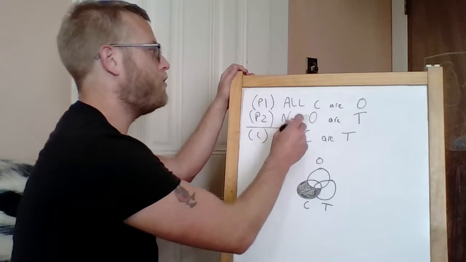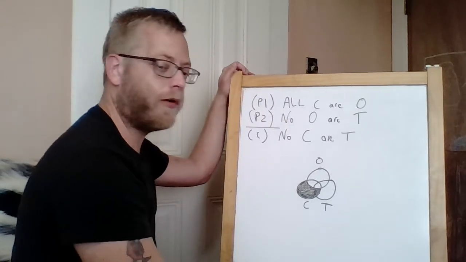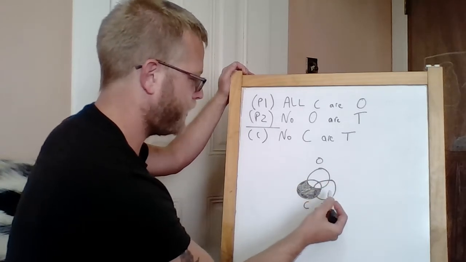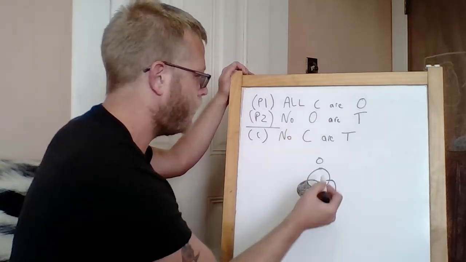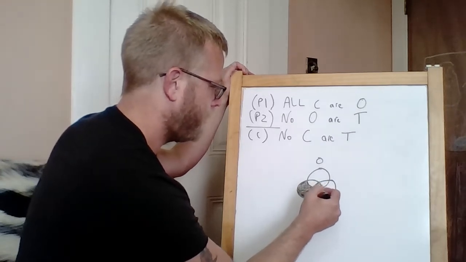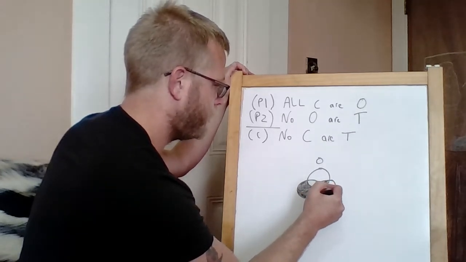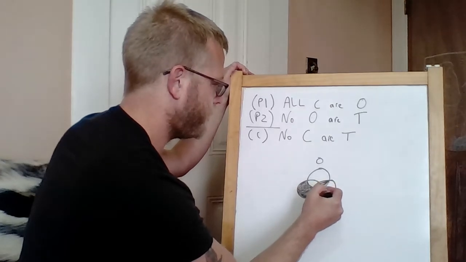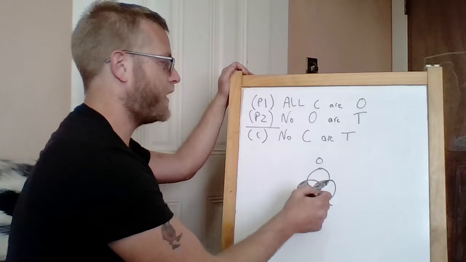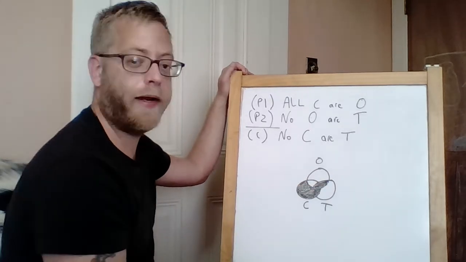Now we want to say No O are T, a universal negative. So we look at the O circle and the T circle, and we realize, okay, No O are T, that means there's nothing in the overlap. There's no O's that are also in the T circle. All members of O are outside of the T circle, basically. That's what we're saying. Okay?